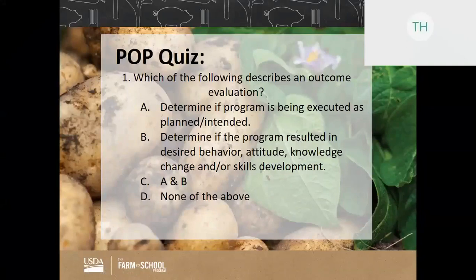Hopefully some of you were able to get a glimpse of this question at the beginning, but here it is again. Which of the following describes an outcome evaluation? And I hinted earlier at process and outcome evaluations, which could be the subject of a pop quiz. So that has come to pass here. Is it A, determining if a program is being executed as planned, intended? B, determine if the program resulted in desired behavior, attitude, knowledge change, and or skills development? Is it both A and B, or is it none of the above?